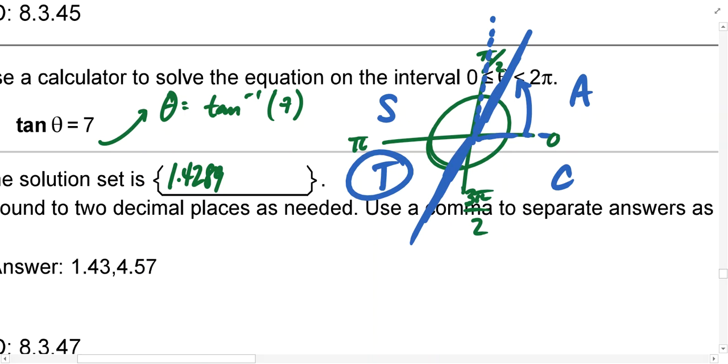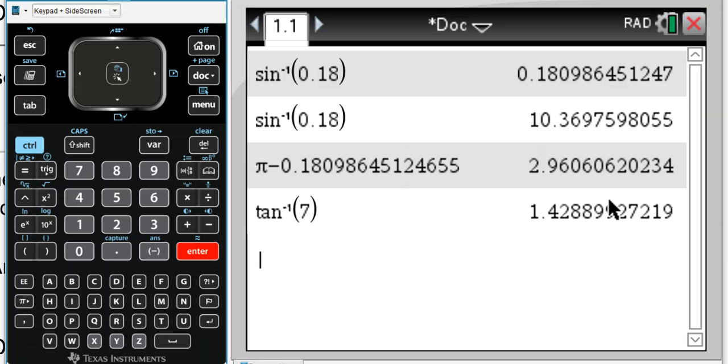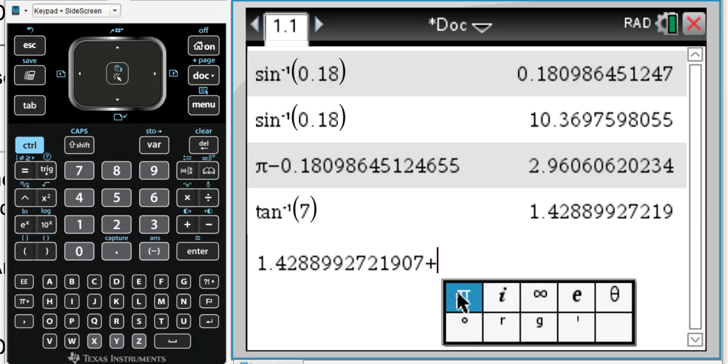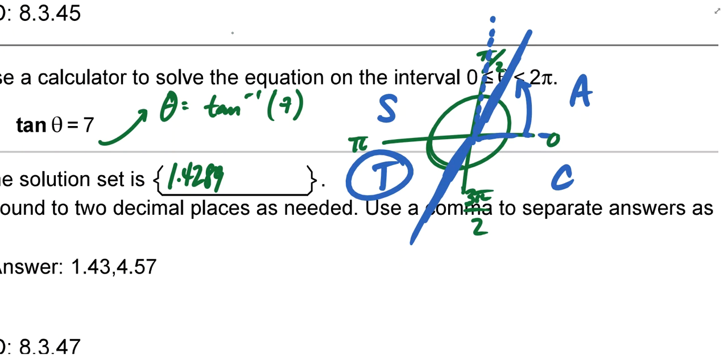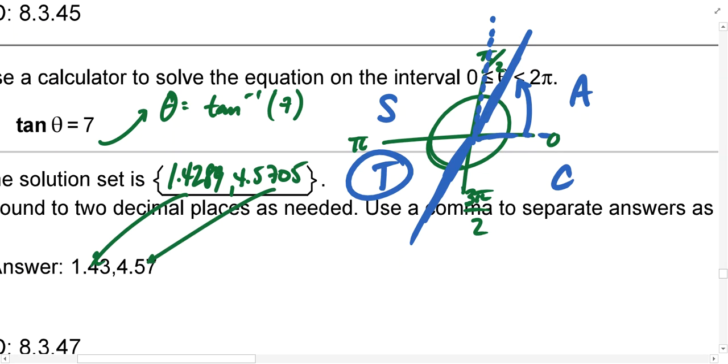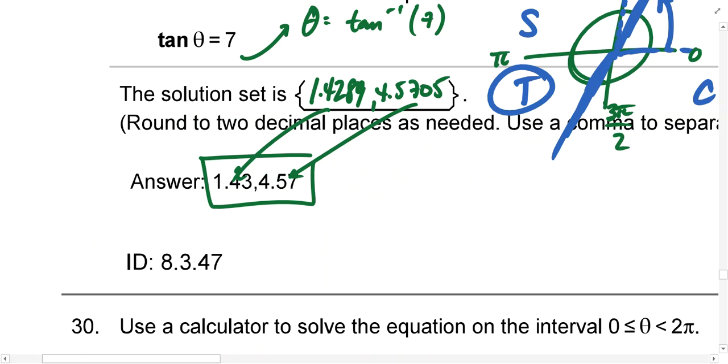So we'll add pi to the 1.42 solution, this 1.42 plus pi equals 4.5705. And when rounded now to the second decimal point, we see the two solutions that the MathExcel site expected.